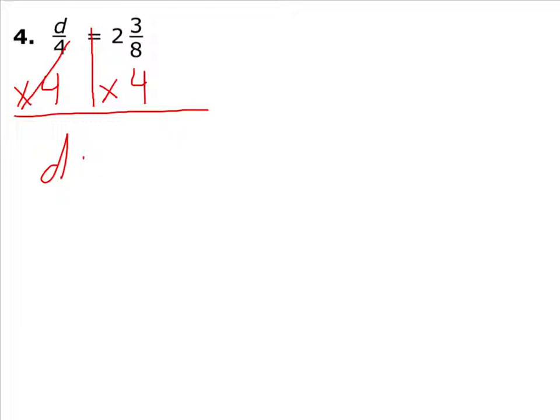All right, our last example says d divided by 4 equals 2 and 3/8. So again, I have to undo my division on this one, which means I'm going to have to multiply times 4 on both sides. So my 4's cancel, which leaves me with d equals 2 and 3/8 times 4. Remember, I have to put that 4 over 1 so I can multiply these.